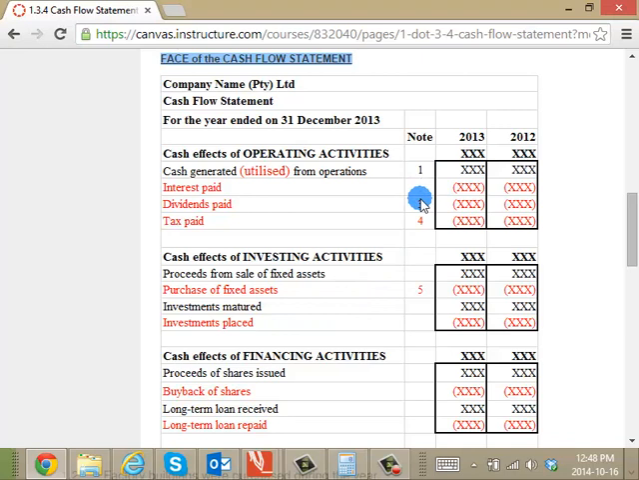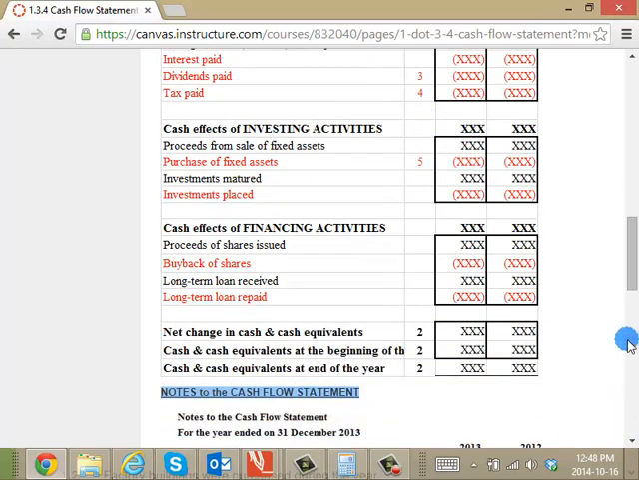Okay, then these notes, dividends paid, tax paid, and interest paid. If you're not asked the notes, you can do the calculation using the T account as well. And that's what we're going to do now in this next example.